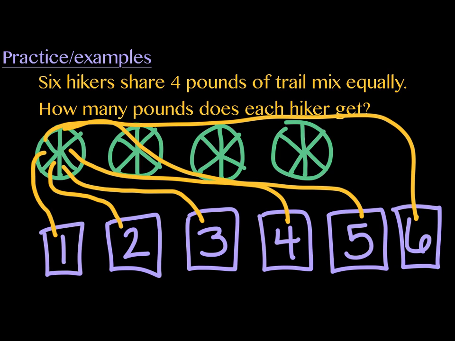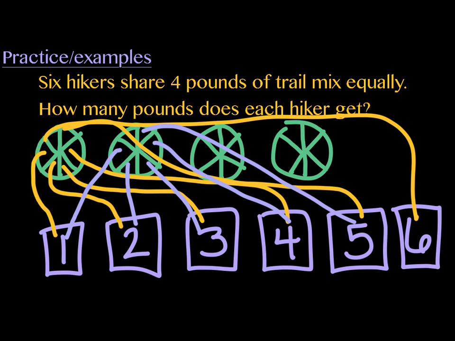And then we would move to the next circle and we would do the same thing and we would divide that out. And we would do that for each of the circles so they got an equal amount. So once we got finished, we would have had a total of 4 out of 6 parts there, so 4/6 is the amount that each of those hikers would get of that trail mix.